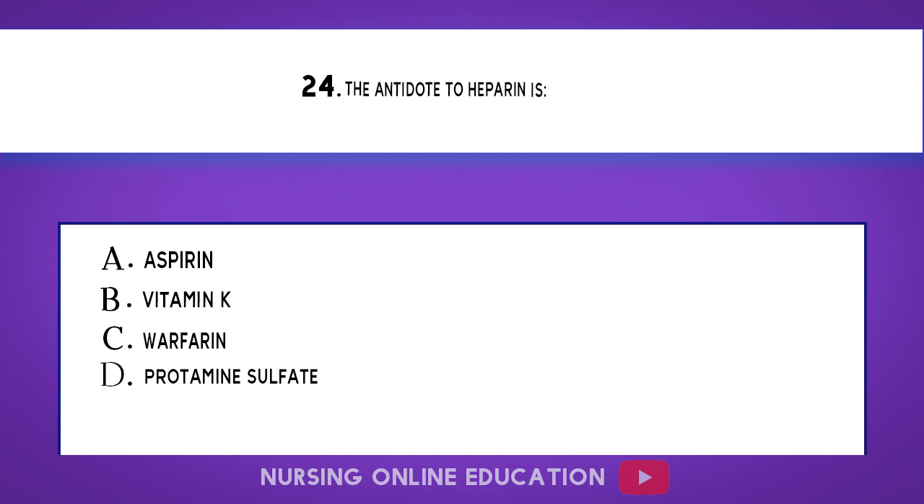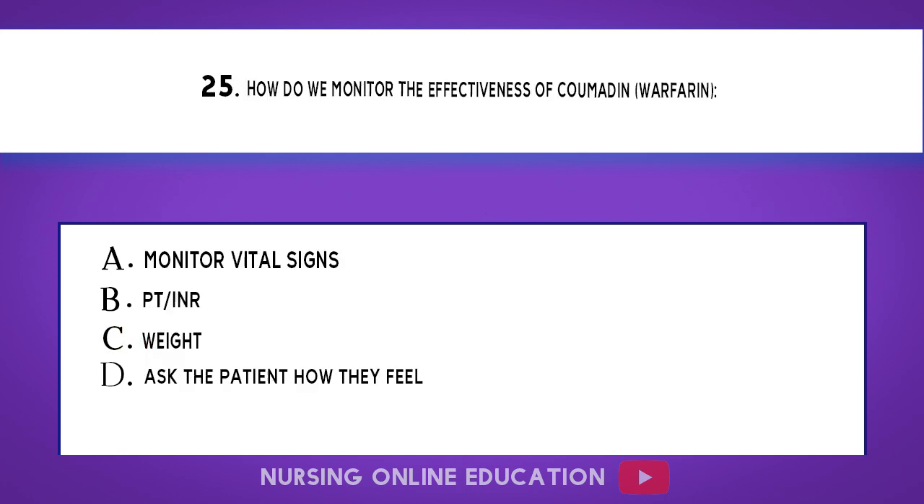24. The antidote to heparin is A. Aspirin. B. Vitamin K. C. Warfarin. D. Protamine sulfate. The answer is option C, warfarin.